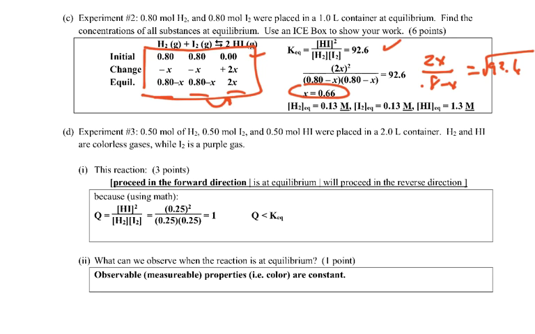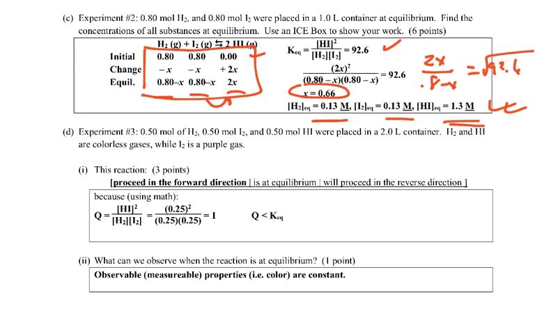Then we have to go back and actually answer the question. So remember, it's 0.8 minus 0.66. Does that make sense? So 0.8 minus x is 0.13. And then 0.8 minus x is 0.13. And then 2x will be 2 times 0.66, which is 1.3. So that's where we get those three answers there.